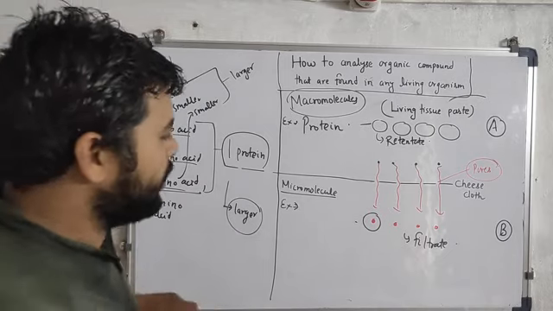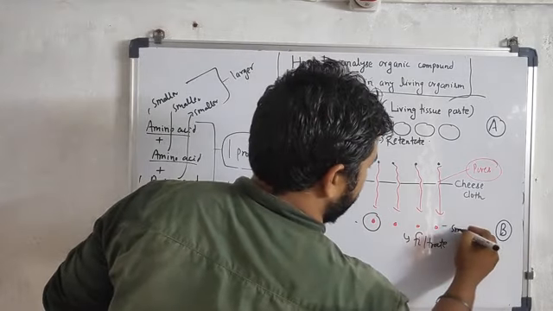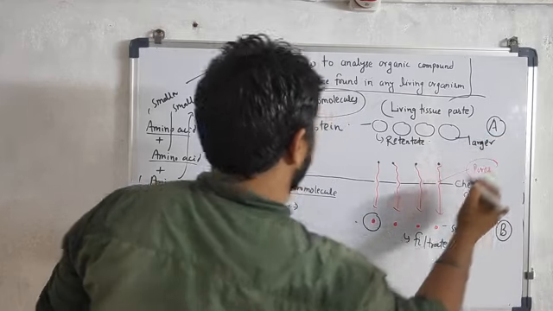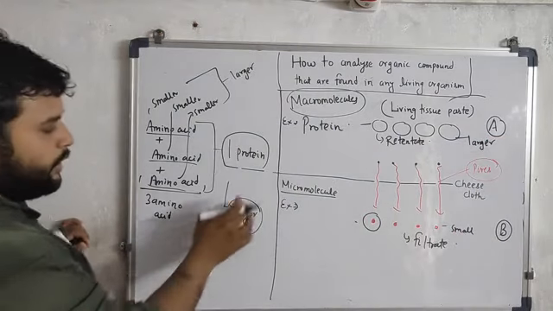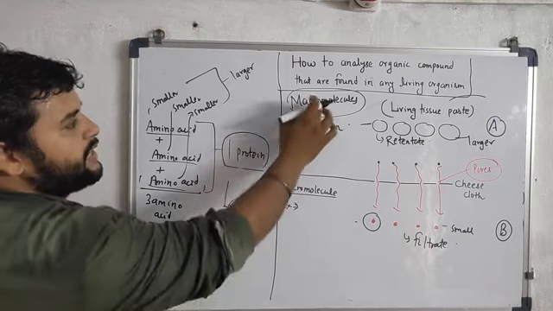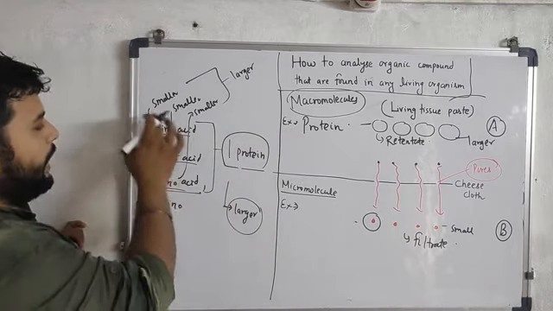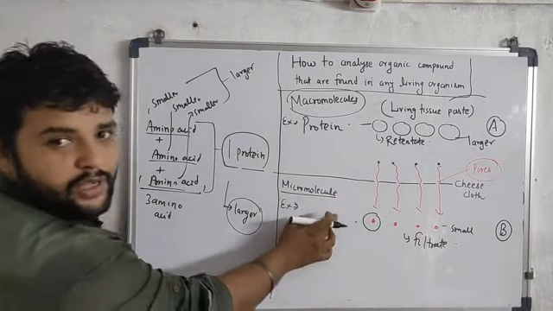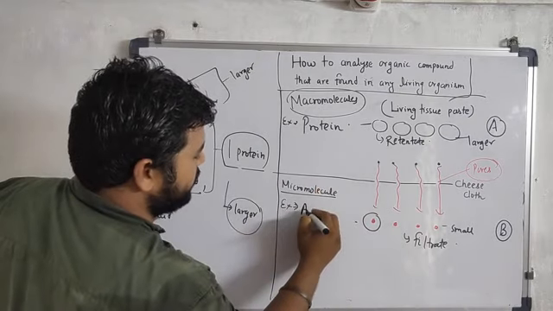So these are the small molecules, and these are the larger molecules. Out of these two, protein is larger, so it is present in the macromolecules. Amino acids are smaller units, so they will be present in the micromolecules.